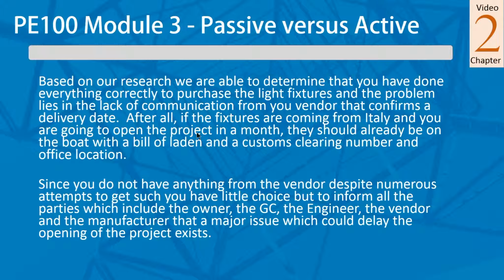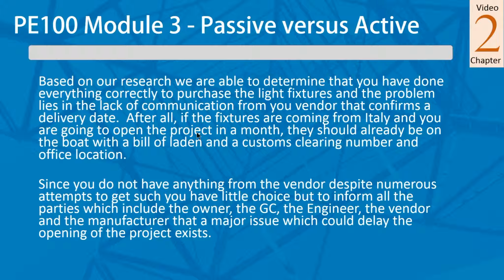So based on our research, we're able to determine you've done everything correctly, and that the problem lies in the lack of communication from your vendor that confirms a delivery day. I mean, after all, if the fixtures are coming from Italy, they better be on the boat, just like I said before. Since you do not have anything from the vendor, despite your numerous attempts to get such a response from them, you have little choice but to inform all parties that this is going to affect the grand opening. And those parties are going to include the owner, the GC, the engineer, the vendor, the manufacturer.